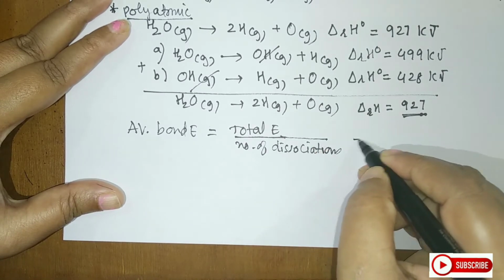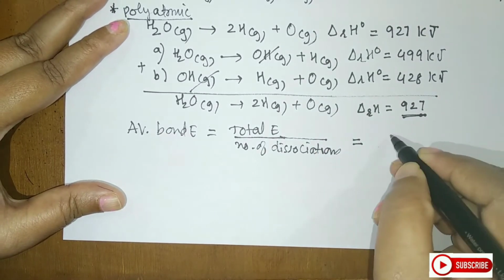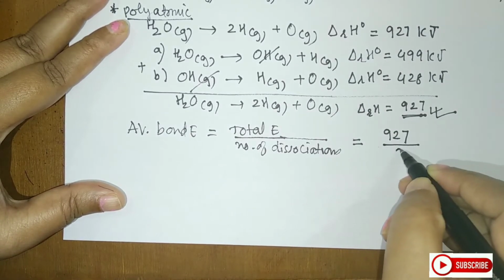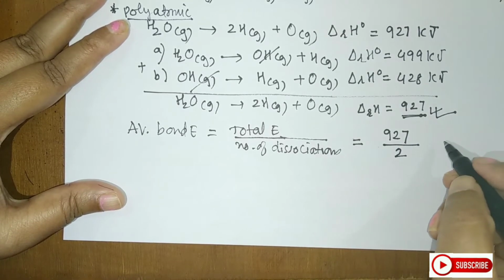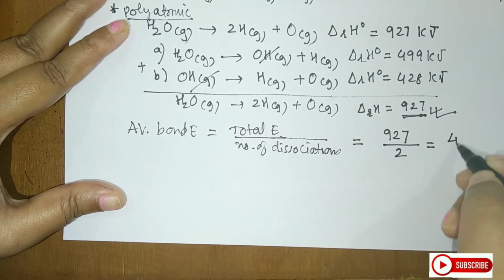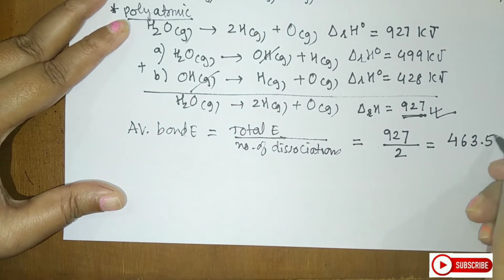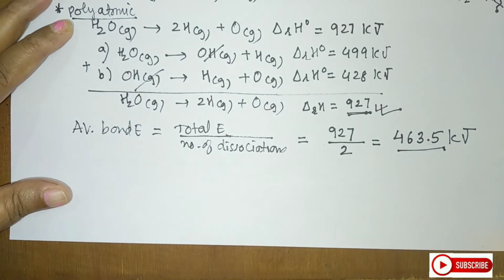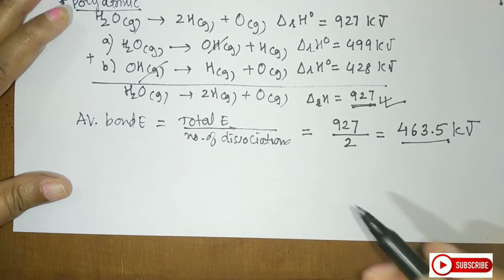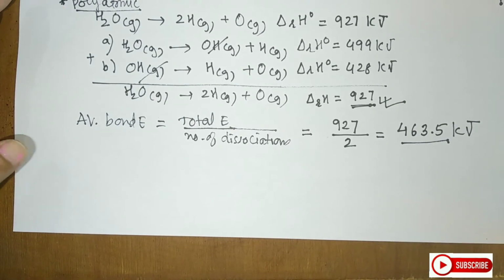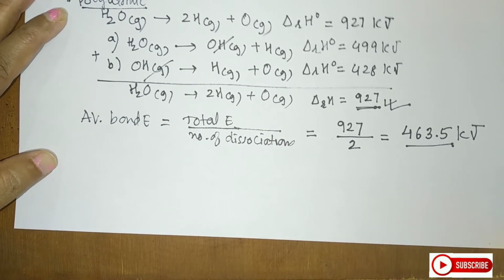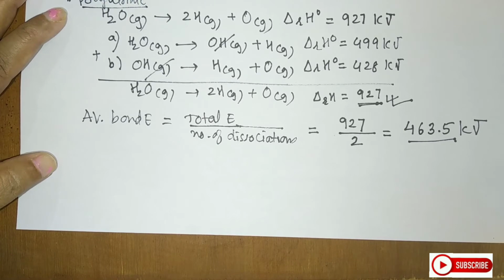So how much will be the total bond enthalpy for a water molecule? It will be 927, that is the total what we got, divided by number of dissociations, that is 2. So let us divide this, it will be 463.5 kJ. So what is this? This is the average bond enthalpy for water molecule. So it is always recommended that when the molecule has 2 or more than 2 bonds, then we always go for average bond enthalpy. Let us take one more example to understand this.